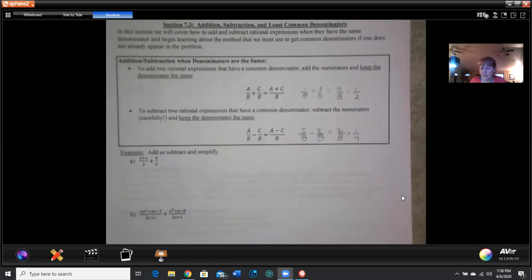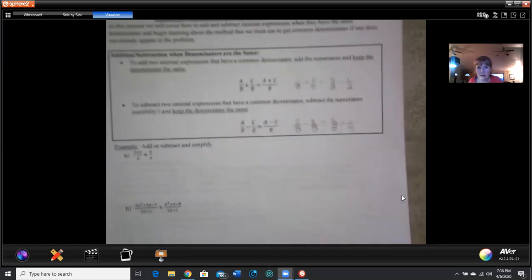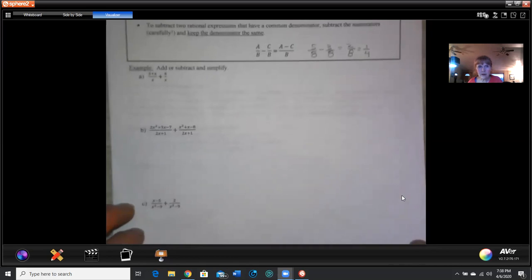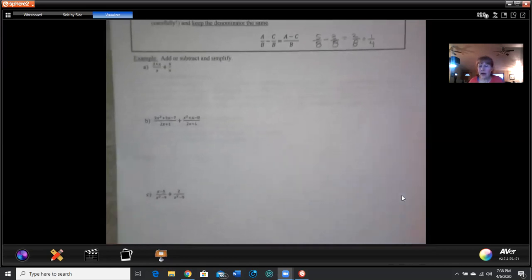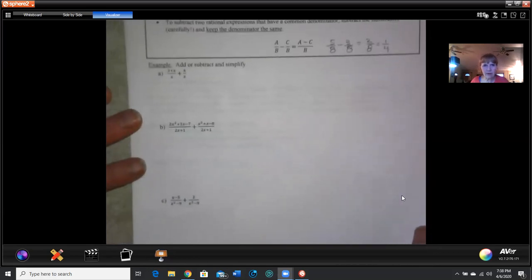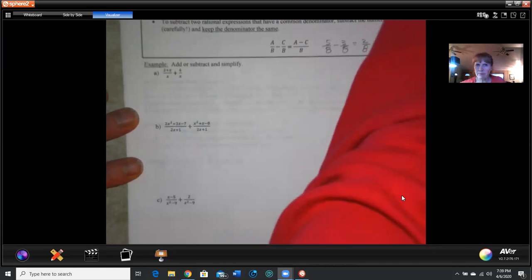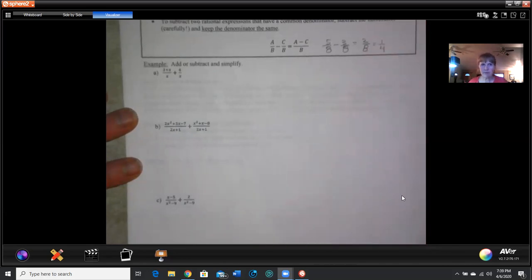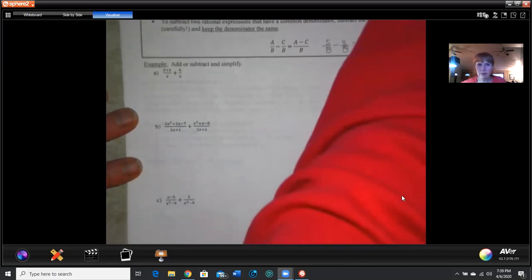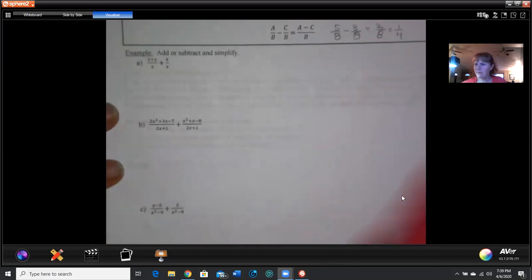And again, this section isn't really too bad because the denominators are the same. So looking at this one, add and subtract and simplify. Here, let's see if I can get that to focus a little bit better.